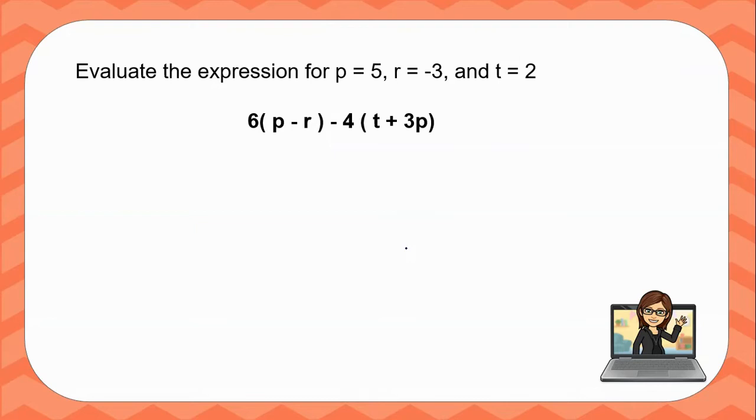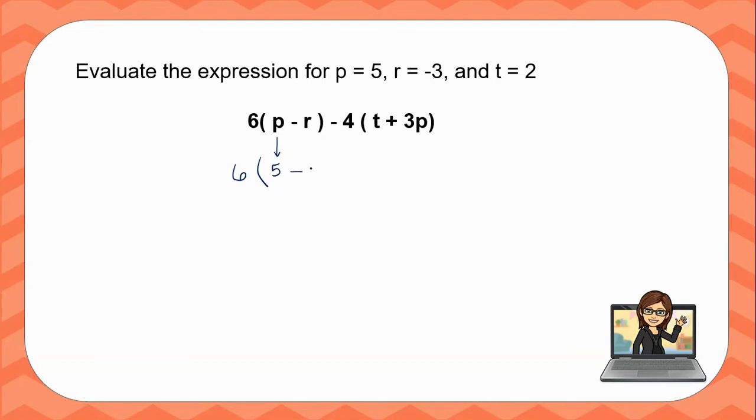In this video, we're going to evaluate the expression for the values p being 5, r being -3, and t being 2. So we're going to make substitutions. In place of the p, I'm going to put a 5. So this parentheses now becomes 5. Notice, in place of the p, I put a 5.